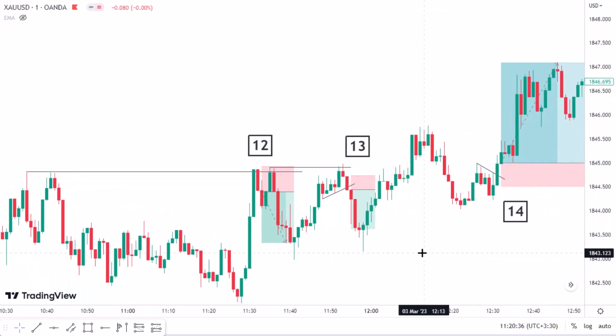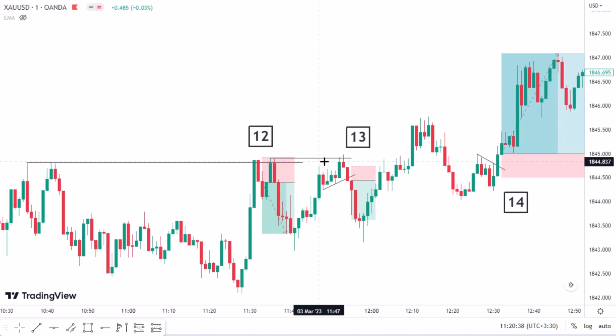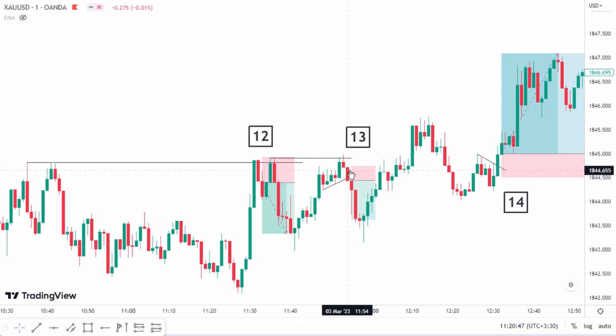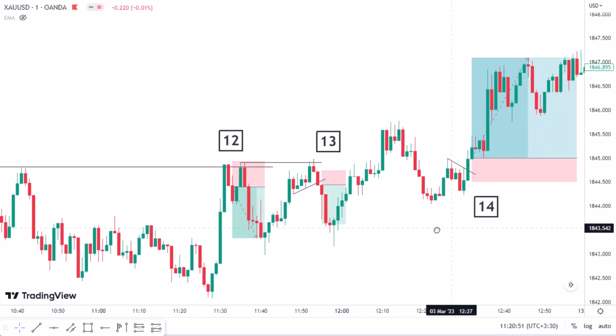On trade 13, we have a resistance line here, and also a trend line with 2 touches. On the third time it breaks with this red candle, we enter the sell position, put our stop loss above that, and it gives us a reward of 2.8.